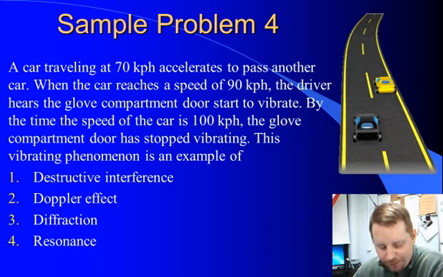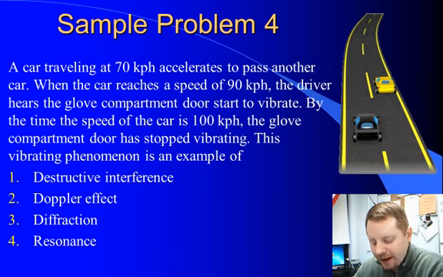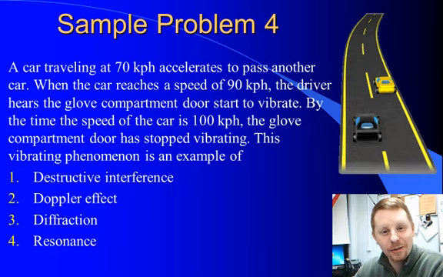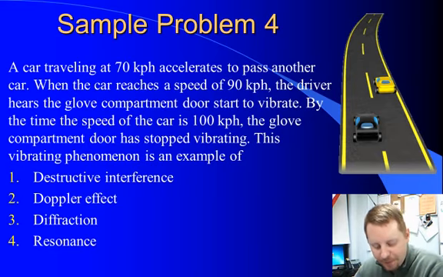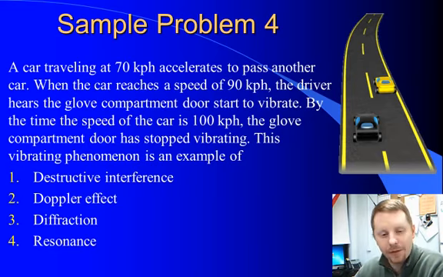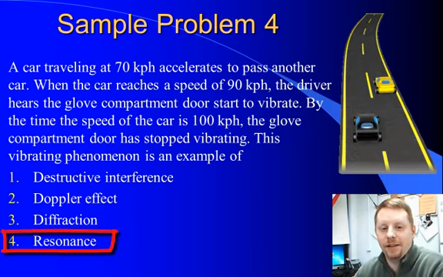And one last problem. A car traveling at 70 kilometers per hour accelerates to pass another car. When the car reaches a speed of 90 kilometers per hour, the driver hears the glove compartment door start to vibrate. I think I owned this car at one point. By the time the speed of the car is 100 kilometers per hour, however, the glove compartment door has stopped vibrating. This vibrating phenomenon is an example of, well, this is another example of resonance, of course.